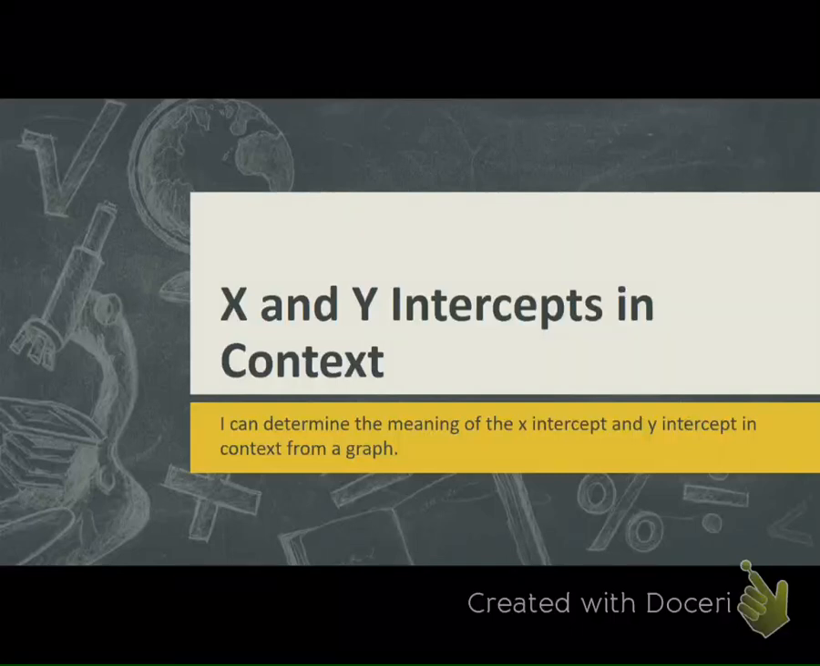X and Y intercepts in context. So actually using the context of what they are to come up with our answers, not just saying X is 2 and Y is 3, but actually saying when X is $2, then something is $3. My point being that we're going to actually use units.